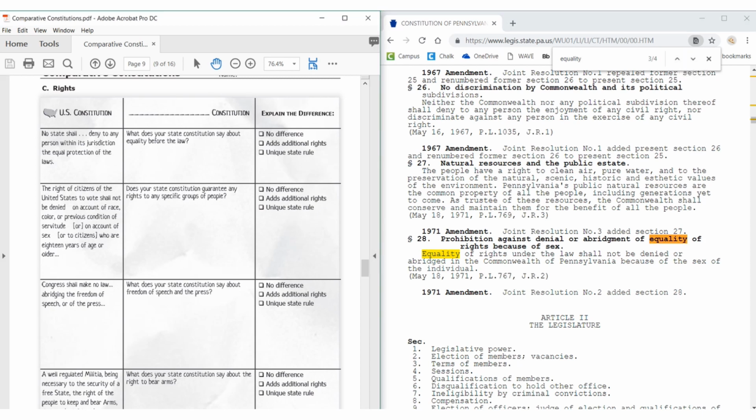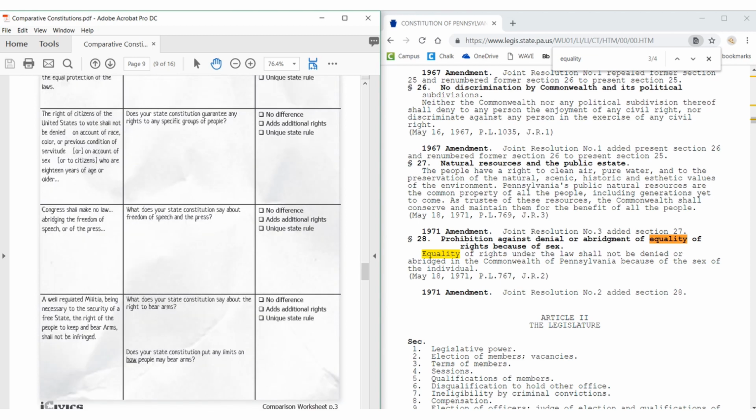So what does our state say about it? It's only not to be denied based on sex. So that would be adding an additional right. The rights of citizens of the United States to vote shall not be denied on account of race, color, previous condition of servitude, or on account of sex, or to citizens who are 18 years of age or older.